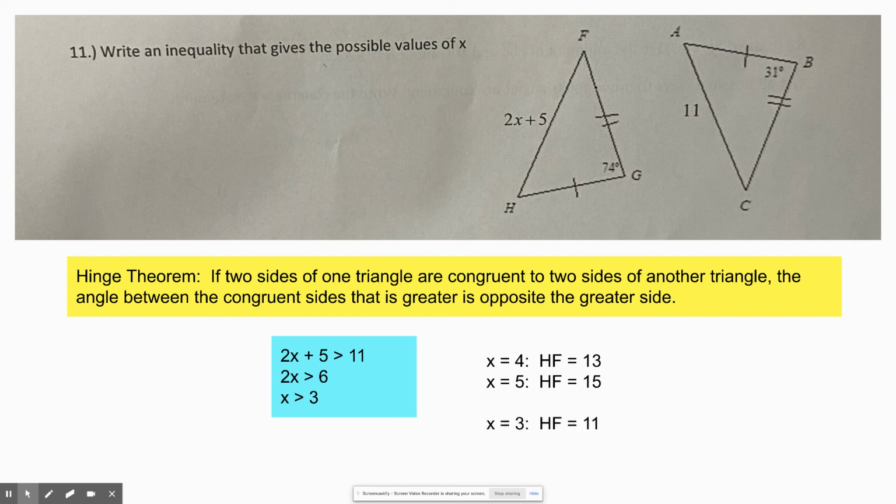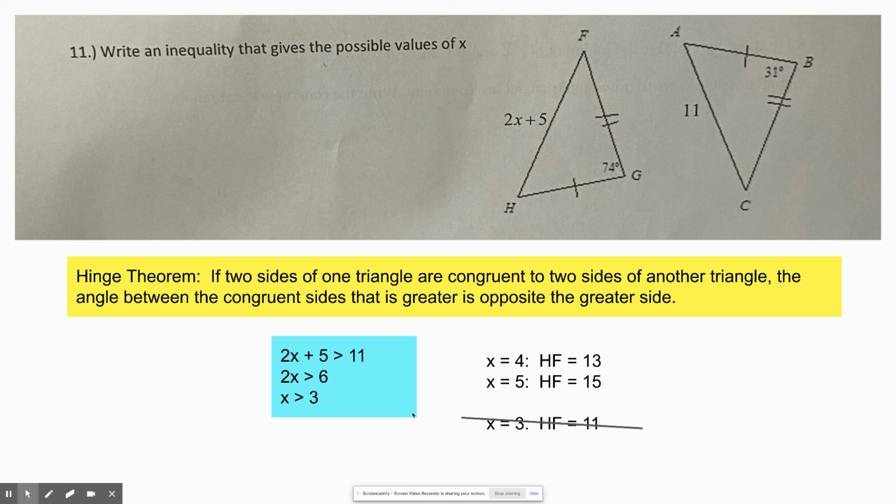All right, if x is 3, all of a sudden FH or HF is 2 times 3 plus 5. That's 11, but that's 11, and so that doesn't make sense. X would not be 3. X can be anything greater than 3. So when it says write an inequality, that's what we mean. We're saying something with an inequality symbol.